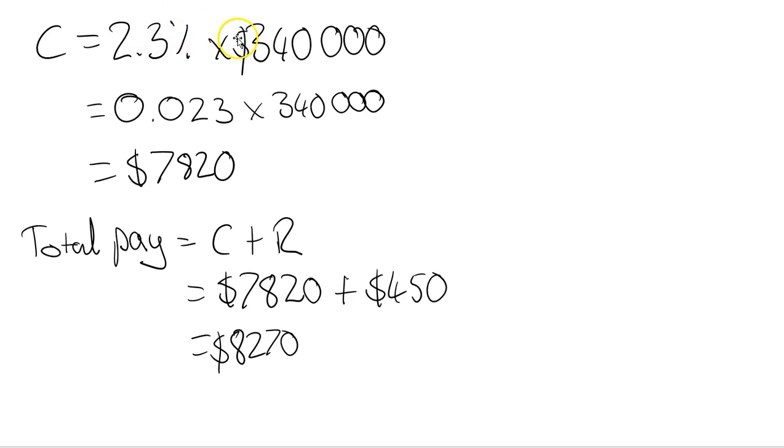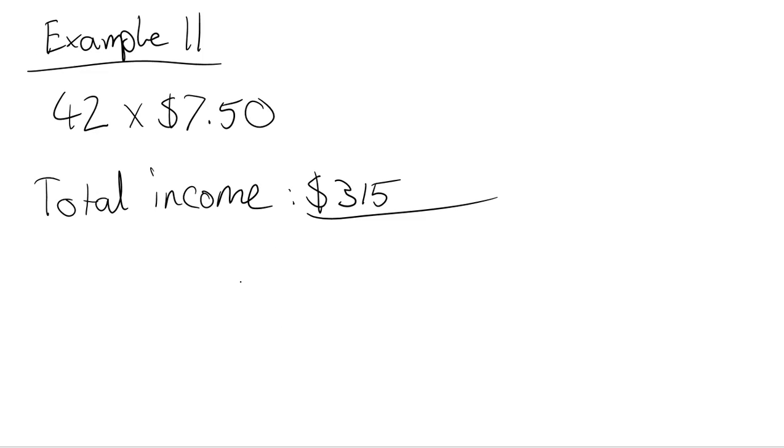So 2.3% times 340,000. To convert that percentage into something we can use in our calculators, unless you want to use the percentage button, which is just heresy in my opinion, we've got 0.023, which is 2.3%, times the 340,000, gives us $7,820. But her total pay is made up not only of commission but also the retainer. So the commission plus the retainer equals $7,820 plus $450, so $8,270 for the fortnight, which is nothing to laugh at.